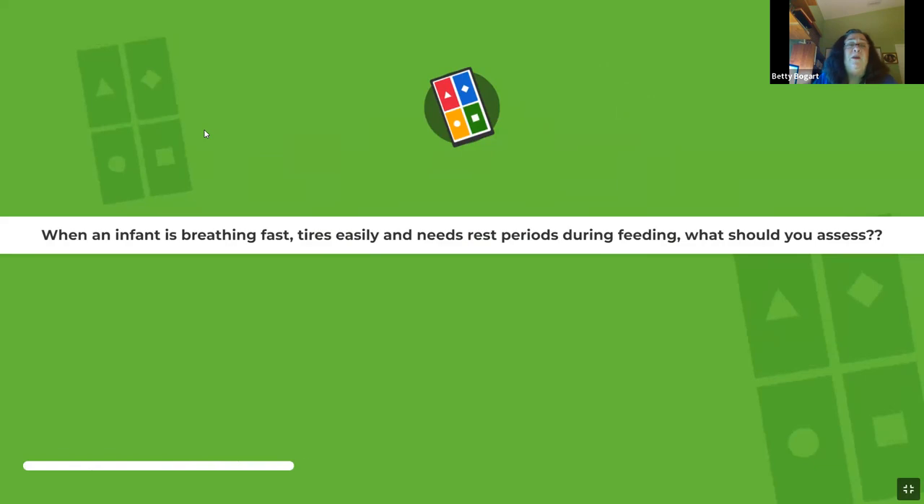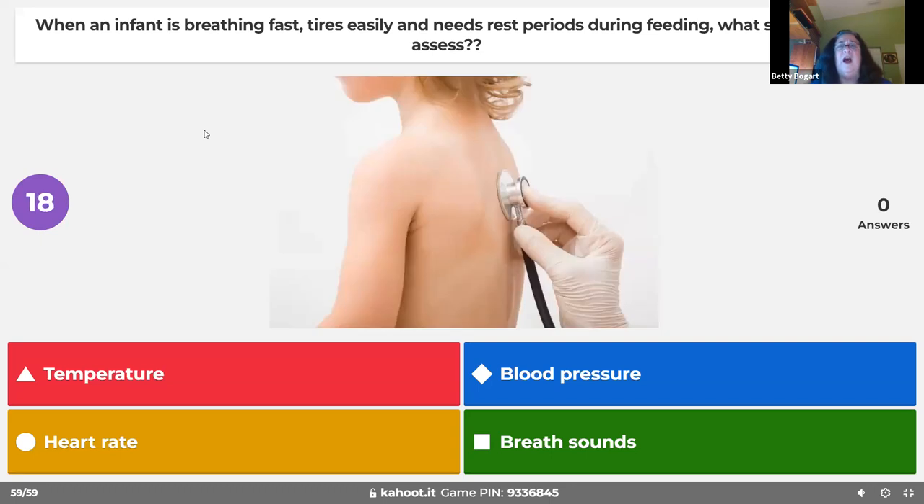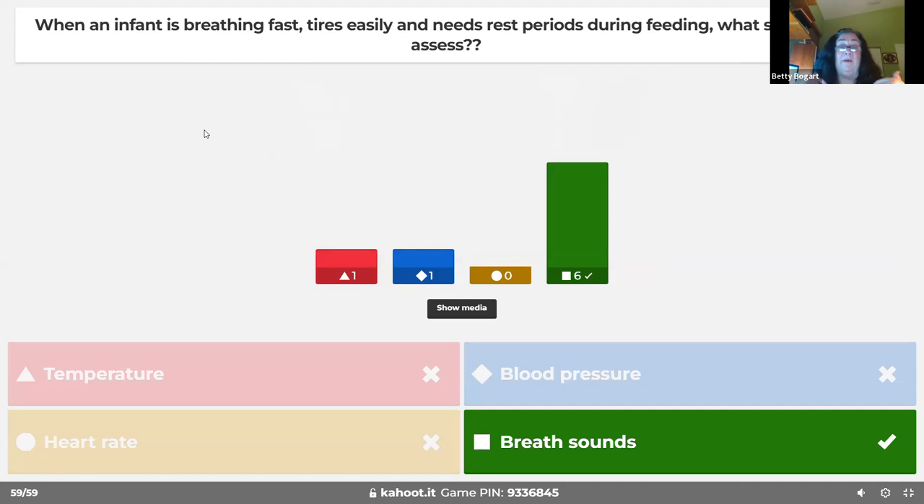When an infant is breathing fast, tires easily, and needs rest periods during feeding, what should you assess? What's going on, do you think? Breathing fast, tiring easily. Probably they're going into congestive heart failure. So check their breath sounds.